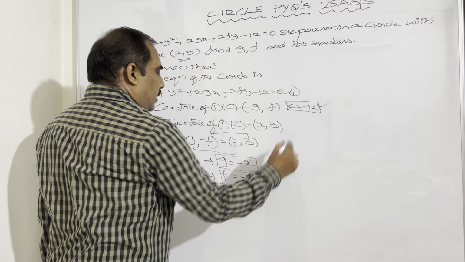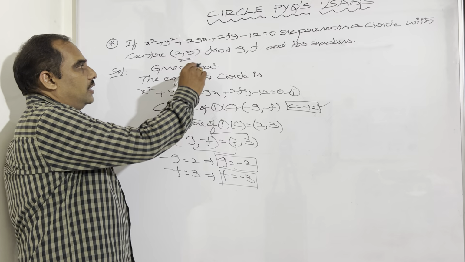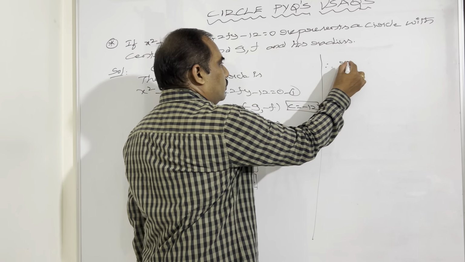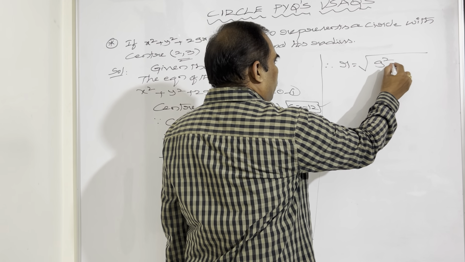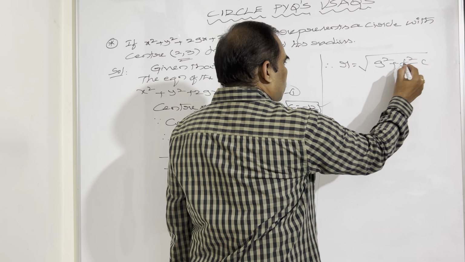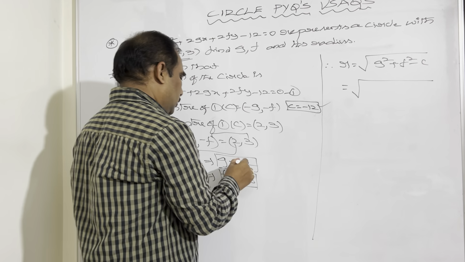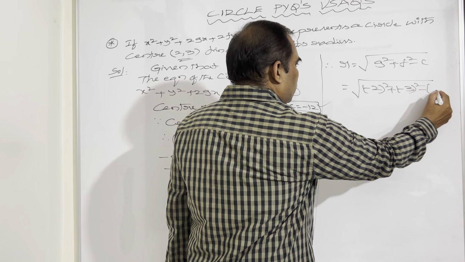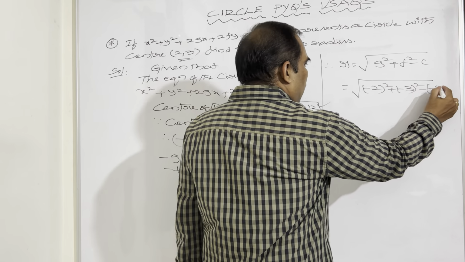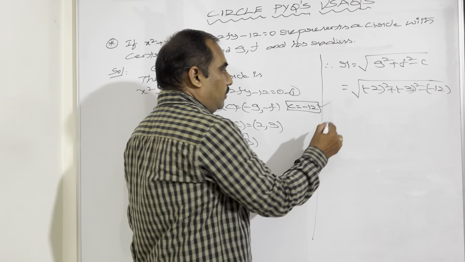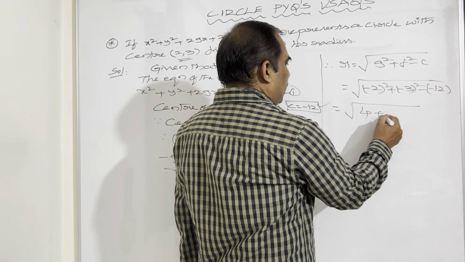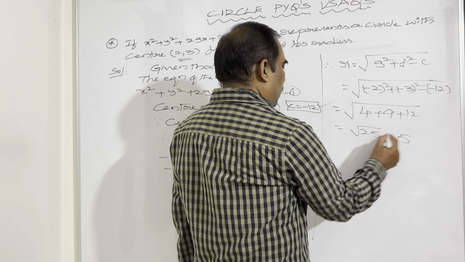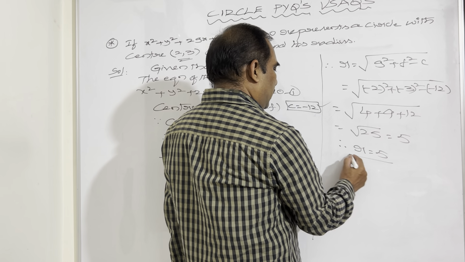The c value we already have, so we have to find the radius. We know that the radius r is equal to root over g² + f² − c. So this is root over (−2)² + (−3)² − (−12). Finally we get root over 4 + 9 + 12, which is root 25. So r is equal to 5, like this we can find.